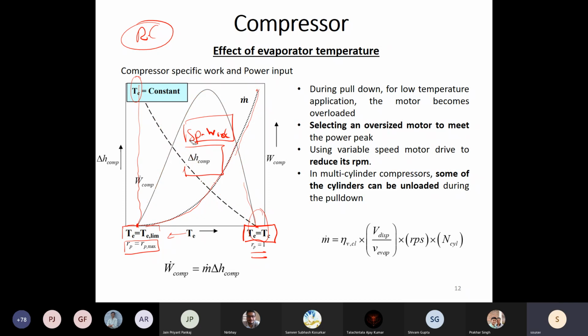Okay, parabolic curve. So this is your power consumption, W dot. This is your W dot per unit mass, and this is your m dot.